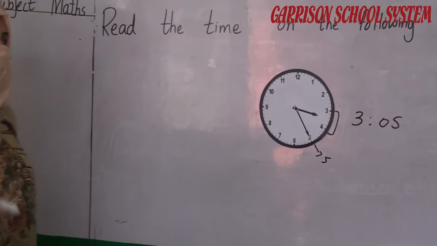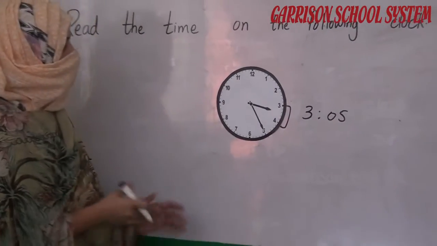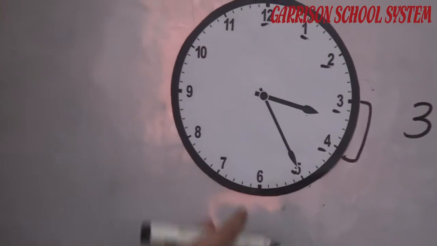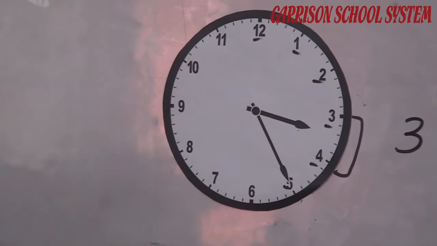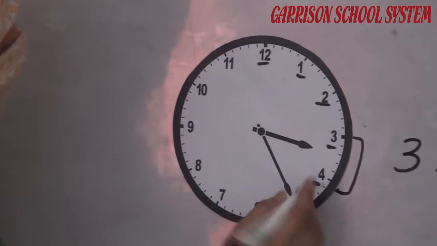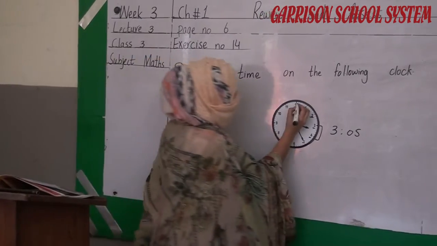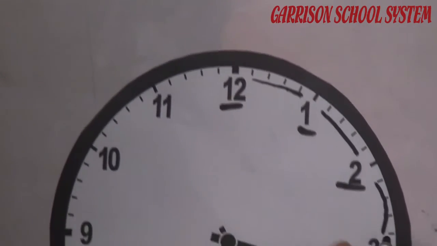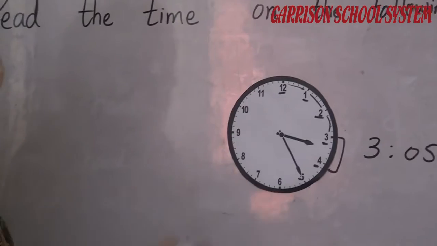Not really, not 3:05. Now I will tell you what's the time here. Okay, student, here are the numbers 12, 1, 2, 3, 4, 5. These are the larger numbers, and they show the hour of the day. These larger numbers 12, 1, 2, 3, 4, 5 and so on show us the hour of the day, and these small lines tell us the minutes of this hour.